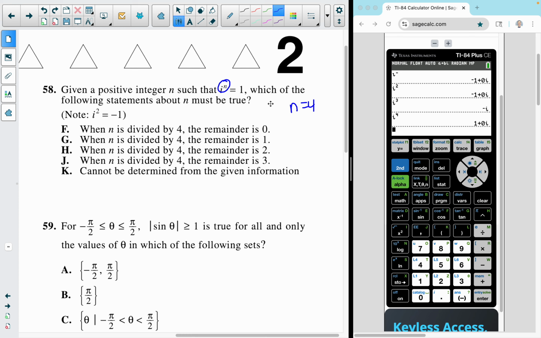So now that I know what n is, what can we say about n? If n, which is 4, is divided by 4, the remainder is 0. So that would be 1 remainder 0. That is true. If n is divided by 4, the remainder is 1? Nope, that's not true because 4 goes into 4 perfectly. The remainder would be 2? No. The remainder would be 3? No. We can determine it because 4 goes into 4 one time, 1 times 4 is 4, minus 0, remainder of 0. That's what I'm looking at for the long division to see the remainders. So the answer is F.